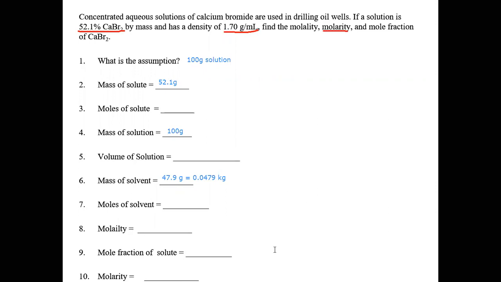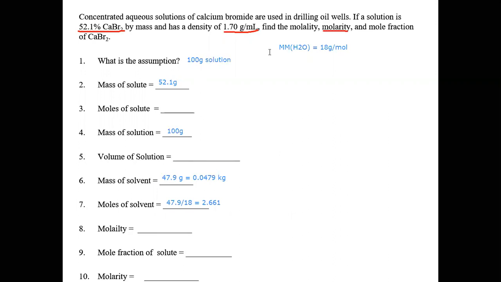Now, since it's an aqueous solution, we know that the solvent is water, so we can find the moles of solvent by looking at the mass divided by the molar mass. And we get 2.661.